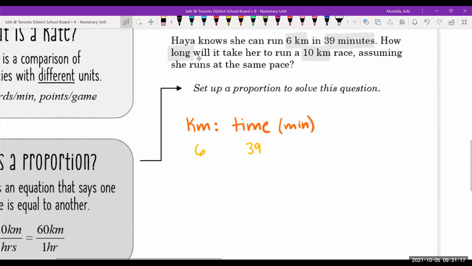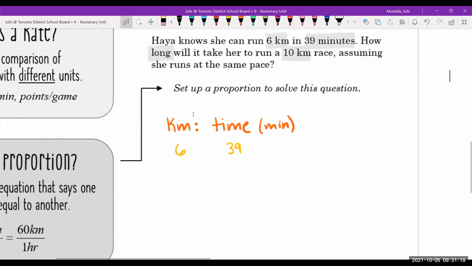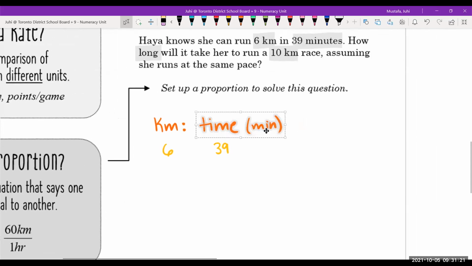I just feel like I'm going to run out of space if I keep writing so large.